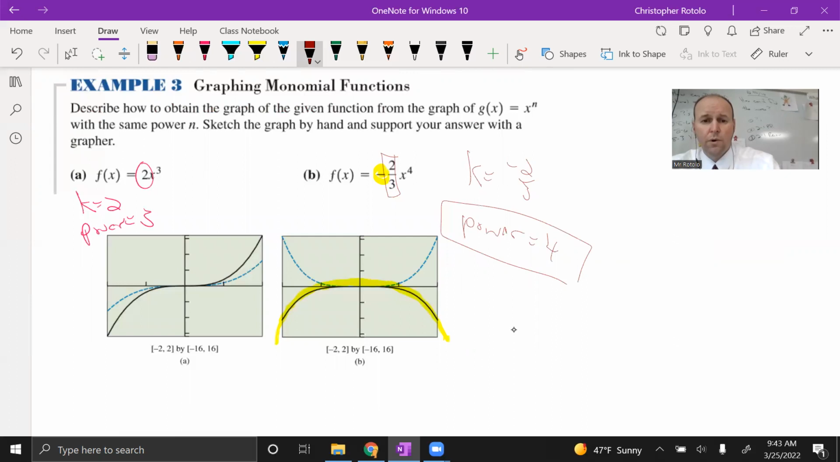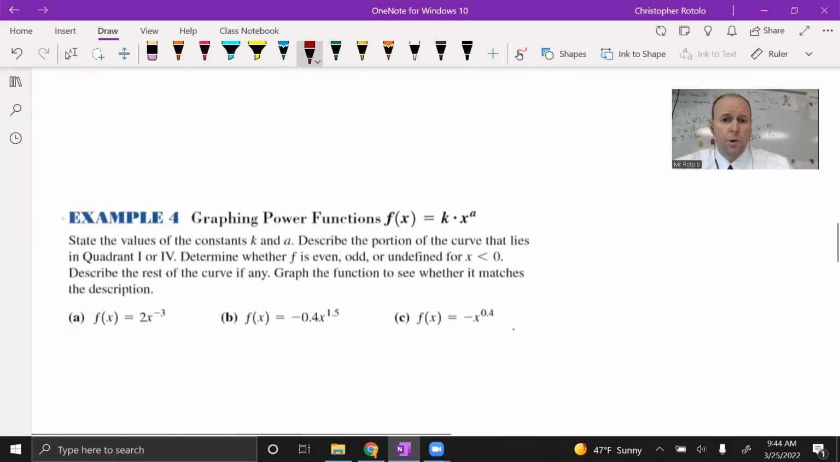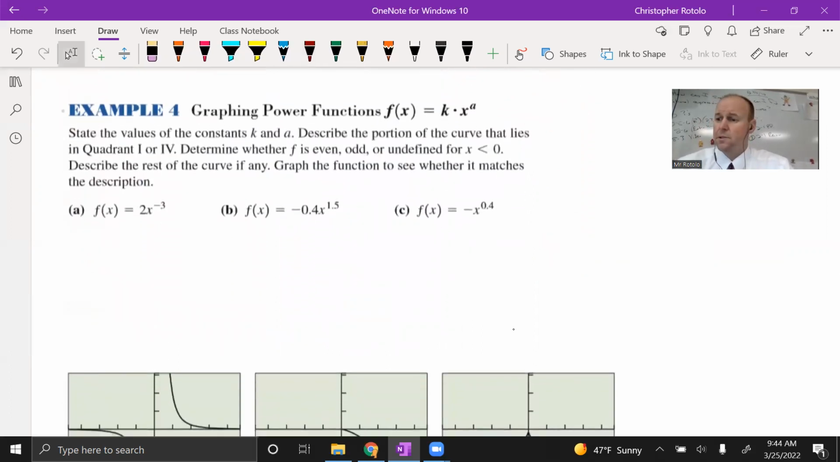Okay, so power of 4. So this guy ended up being even. Power of 3, this guy ended up being odd. And we can start to mix those up just a little bit more as much as we need to. And hopefully that's review. All right, let's get those values one more time. Look at that, we're done with page 2. Let's take a look at the next one here.